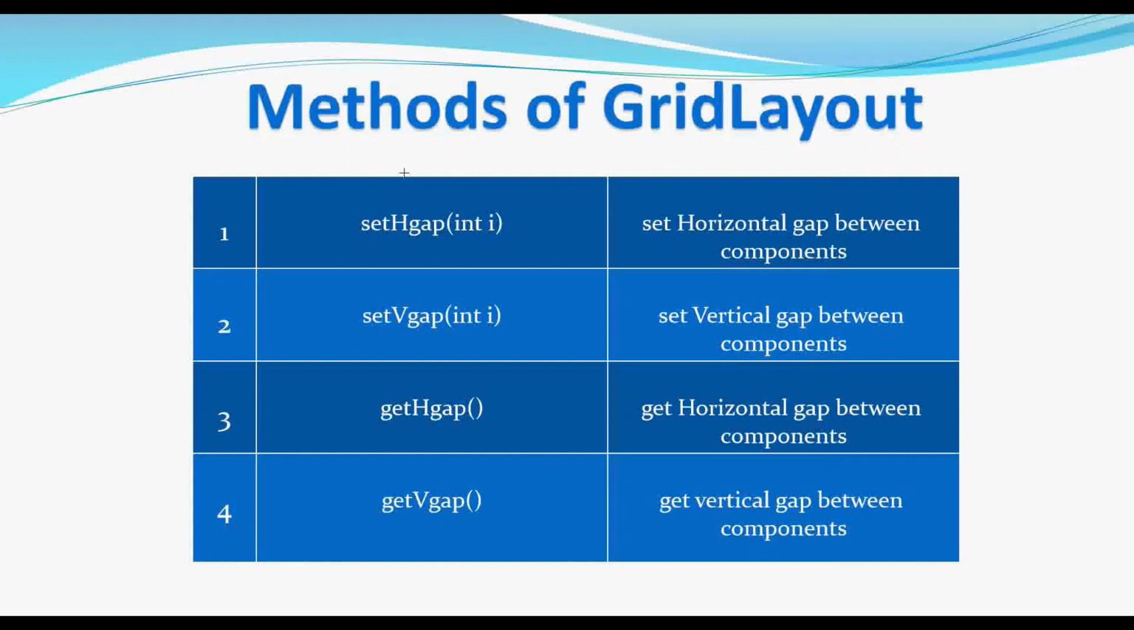Now let's see the methods of grid layout. So these are some methods like setHgap, which takes one integer parameter and sets the horizontal gap between components. The second method is setVgap, which takes one integer parameter and sets the vertical gap between components. These are the getter methods, which are used to get the vertical and horizontal gap between components.